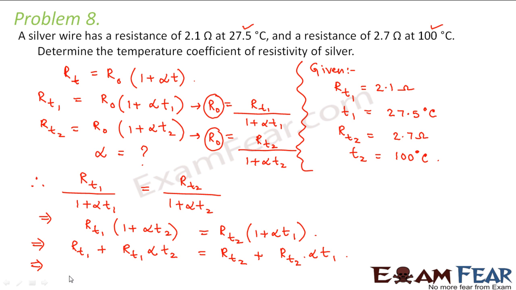So we take the terms with alpha on one side. So we get RT1 into alpha T2 minus RT2 into alpha T1 is equal to RT2 minus RT1. Therefore, we can write alpha is equal to RT2 minus RT1 divided by RT1 into T2 minus RT2 into T1.